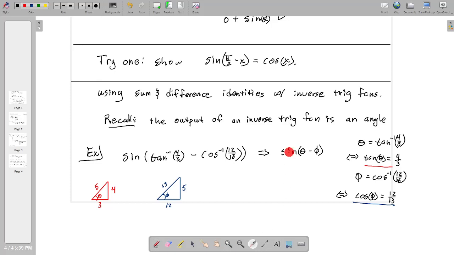Now what we're looking for is sine of theta minus phi. Well, I don't have theta minus phi anywhere. I have a theta and a phi, but I don't have the angle theta minus phi. So we need to break this down so that we have sines and cosines of just theta and just phi. So we use the subtraction formula, and this becomes sine of theta cosine of phi minus, because we have subtraction, sine of phi cosine theta.